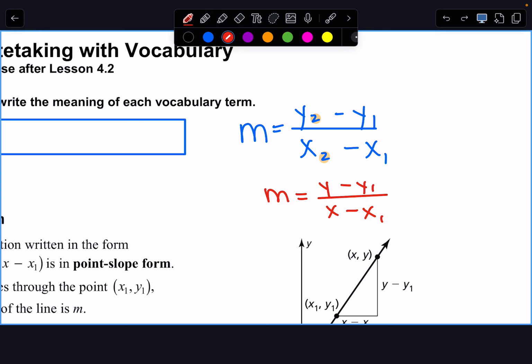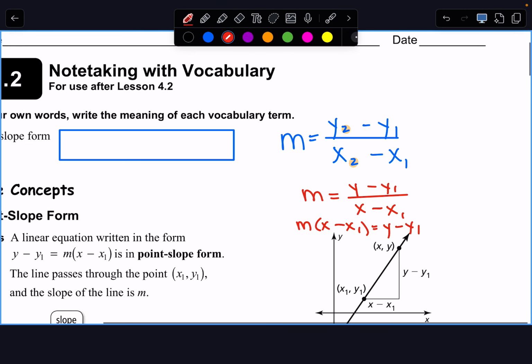If I take my x minus x1 and I multiply it over to be with the slope, now I have y minus y1 all by itself. You guys, this is what we call point slope form. So in this blue box, I want you to come over here. We're going to write y minus y1 equals m times the quantity, that means our parentheses, x minus x1.